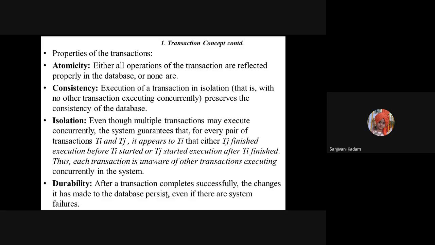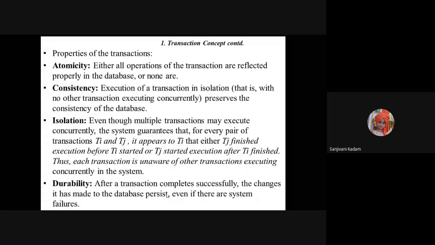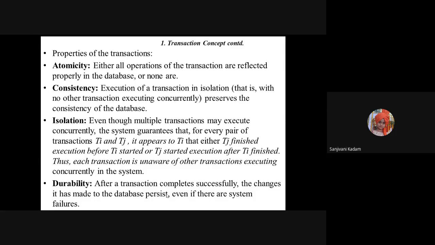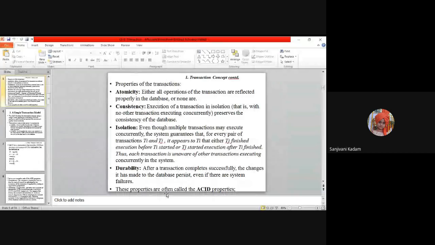So next is consistency. Consistency means that whenever we are performing any database operations, so during the definition we studied that a transaction performs updates to a data item. It should not happen that two or more transactions simultaneously perform updates on a database, which results in an inconsistent, that is incorrect, state.